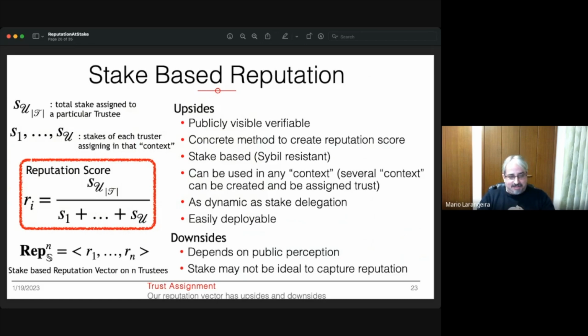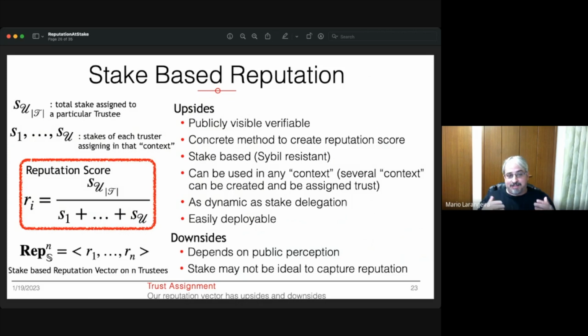Okay, now some time to make some critique. Some upsides already mentioned: it's publicly visible, it's a concrete method, and it's stake based, so it's sort of Sybil resistant. The voters, I mean the signers, have skin in the game because they're using the stake. The context strategy is quite general: you can create out of thin air the context in which you are trying to get trust. It's dynamic because it's based on stake delegation, and it's easily deployable because all the delegation systems are already there for Cardano, for example.